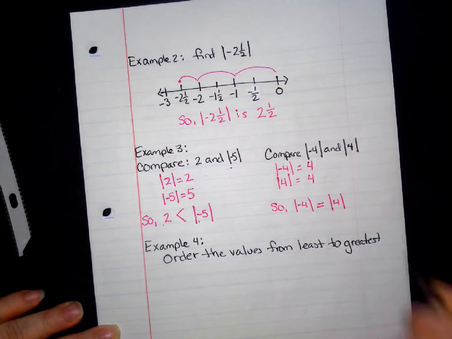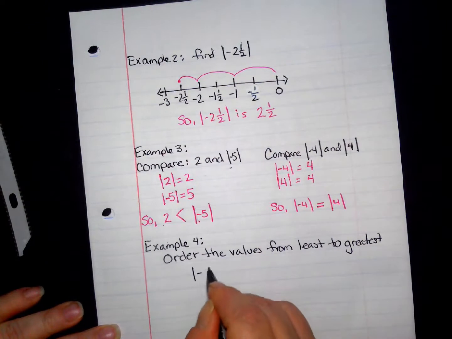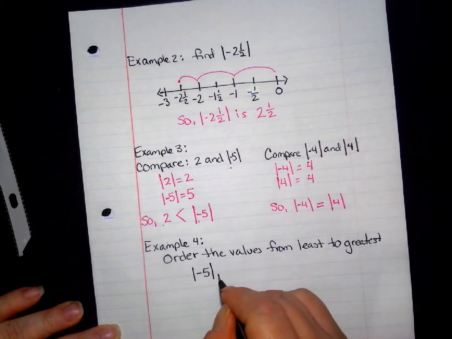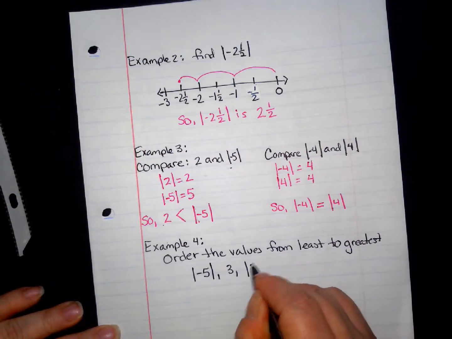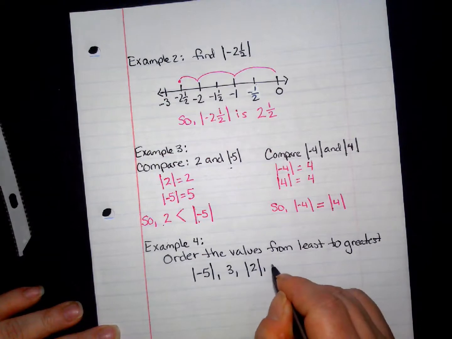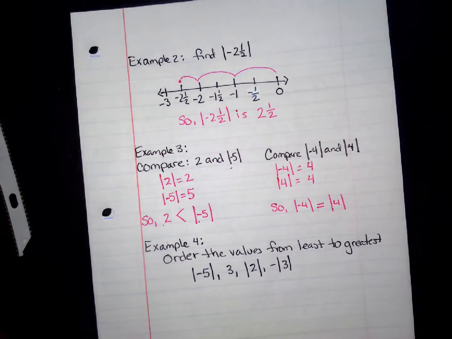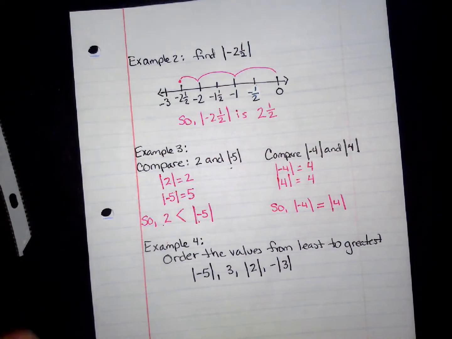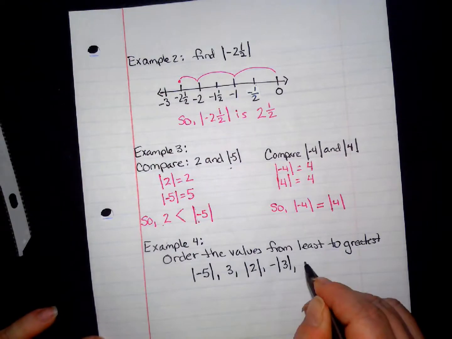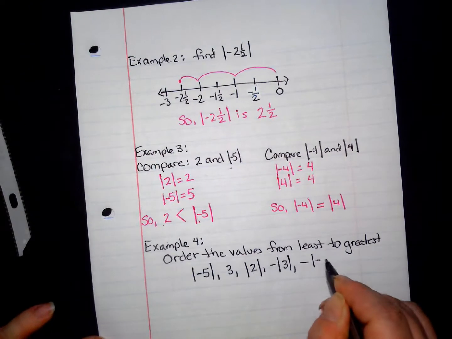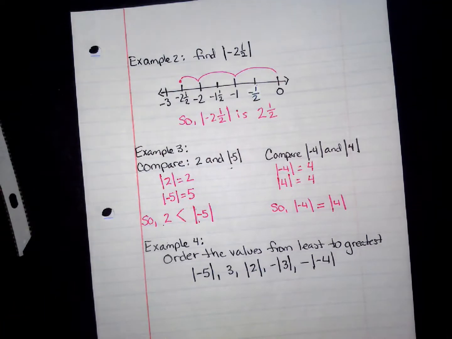All right, here are my values. My first value is the absolute value of -5, comma, space, 3, comma, space, the absolute value of 2, comma, space, negative absolute value of 3, and last is comma, negative absolute value of -4. That looks a little confusing, right?